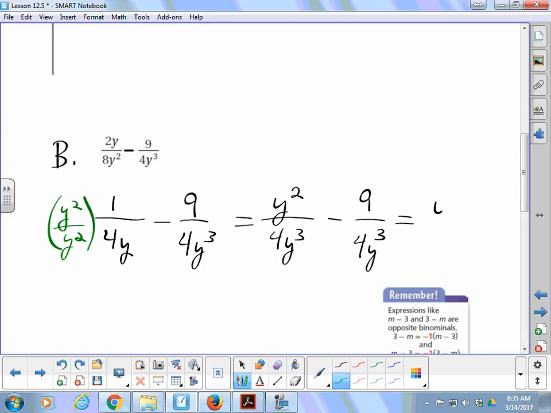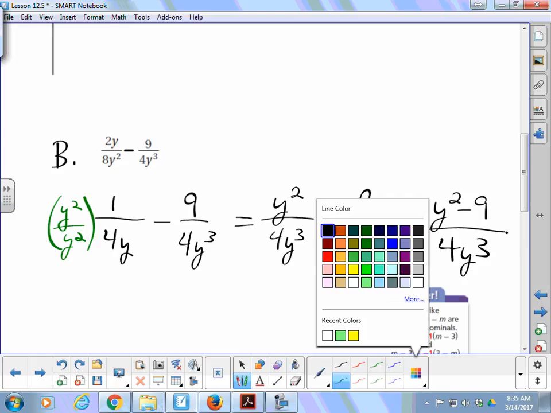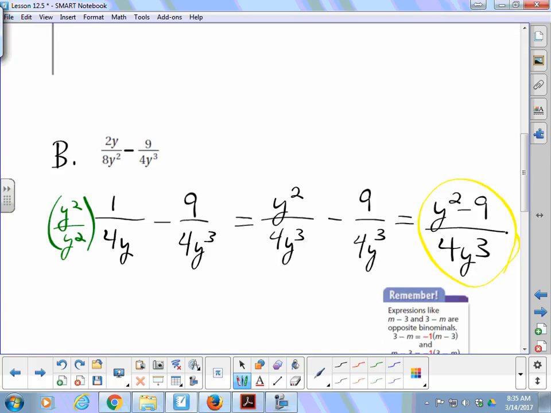So now we can subtract them. We get y squared minus 9 over 4y cubed. Now we cannot do anything with that. I could factor the numerator, but it won't do me any good because I don't have a y plus 3 or y minus 3 in the denominator. That would be our answer. So for these, it's a matter of looking at what one has that the other one doesn't have, as far as denominators are concerned, and multiplying.